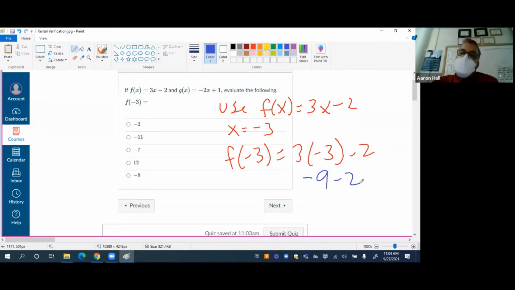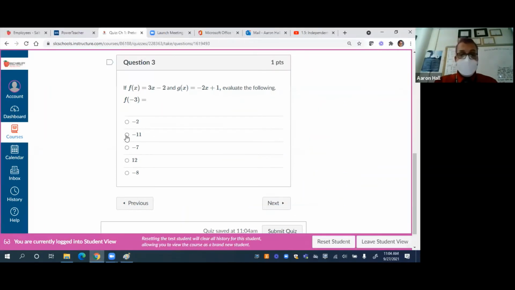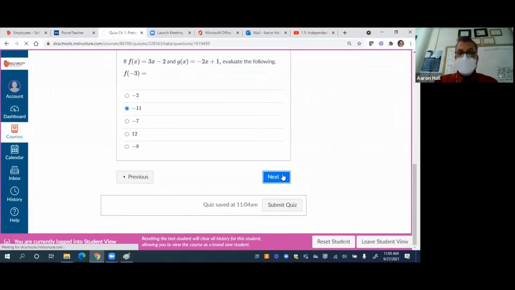What is negative 9 minus 2? I'm in debt $9 and then I spend another $2. Negative 11. So f of 3 equals negative 11. F of negative 3, I apologize. F of negative 3 is negative 11. That's this answer right here. Question? Yes. All right, so I'm going to select negative 11 and we will continue on.